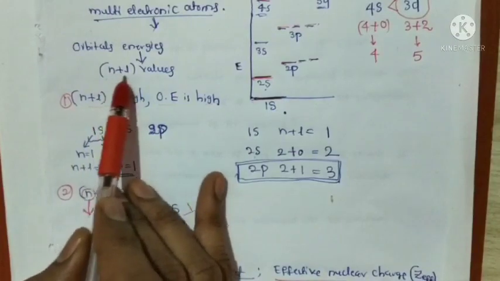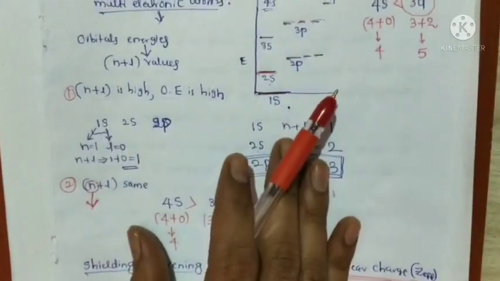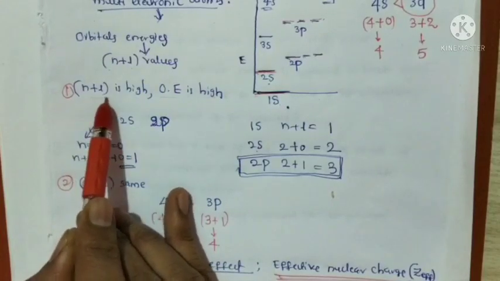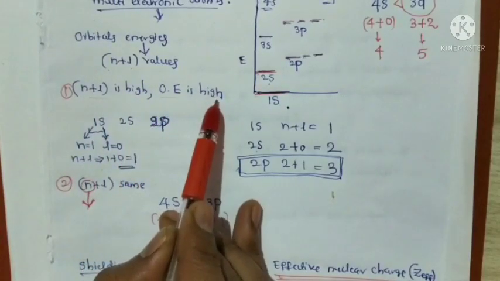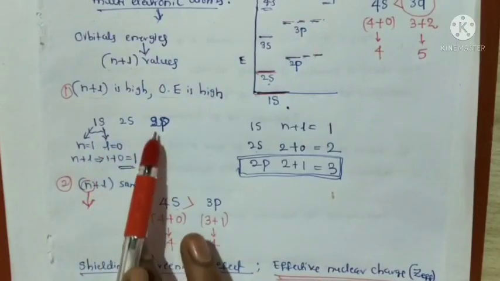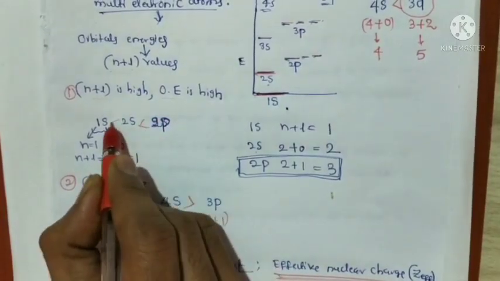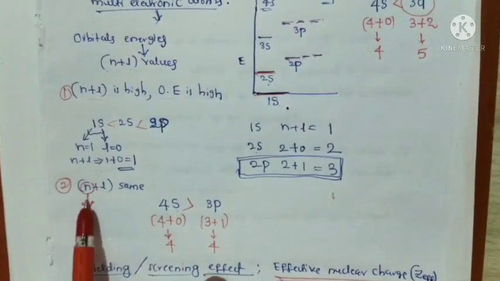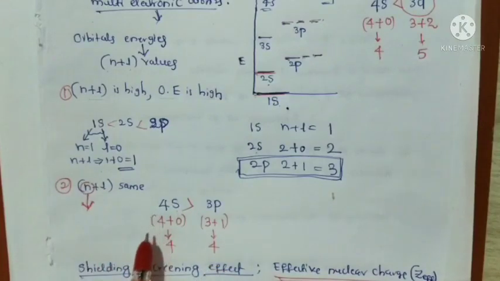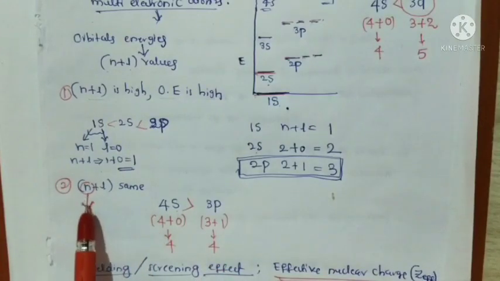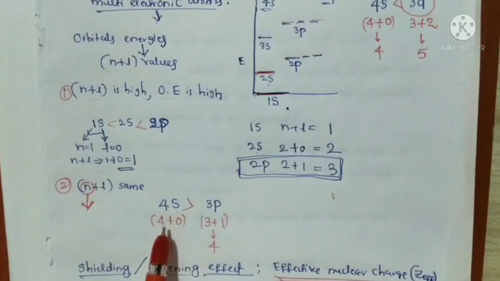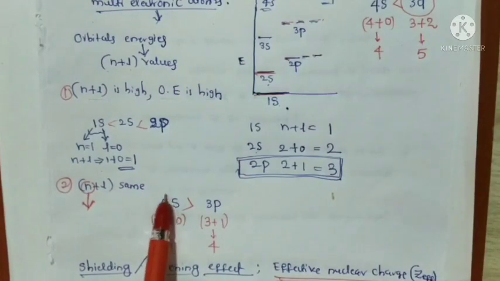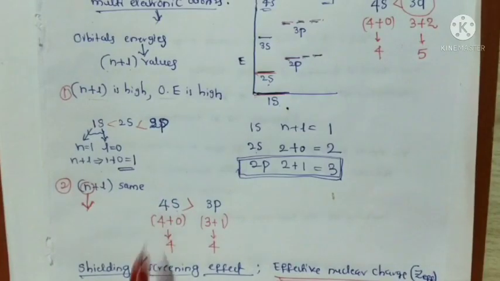So both values matter. The orbital with a higher n plus l value has higher energy. Comparing 1s, 2s, 2p, 2p has higher energy because of higher n plus l value. If the n plus l value is the same, we consider the principal quantum number. The orbital with the higher principal quantum number has higher energy. For example, 4s and 3p: the 4s orbital has higher energy, because 4 represents the higher principal quantum number.